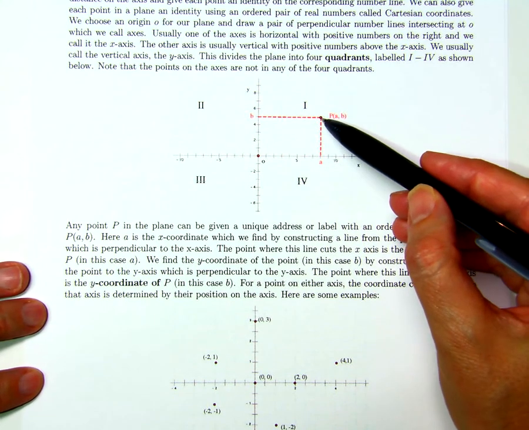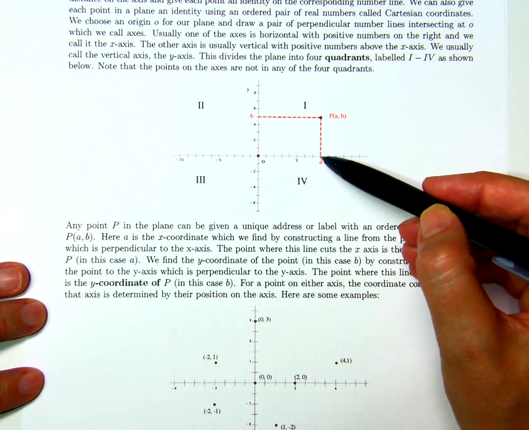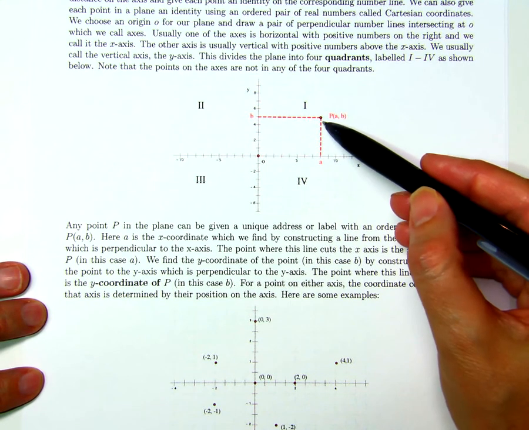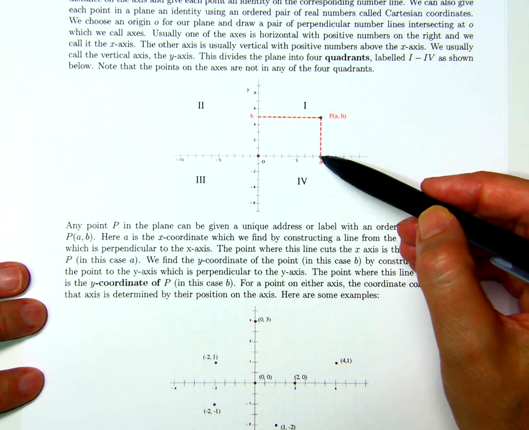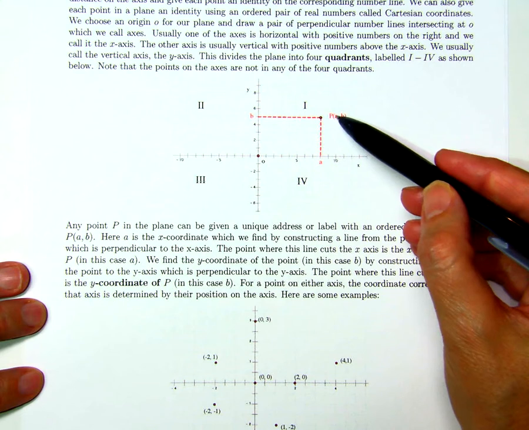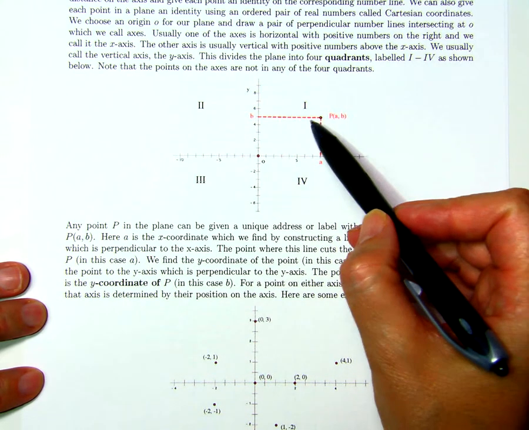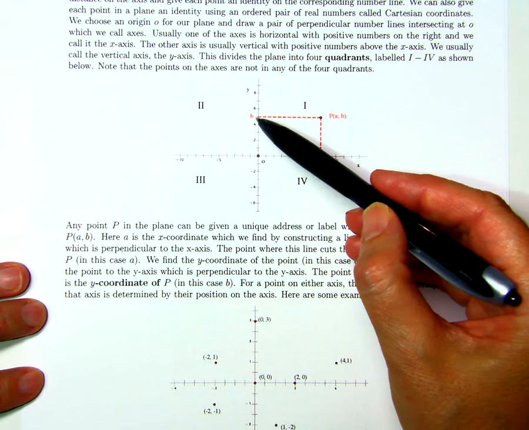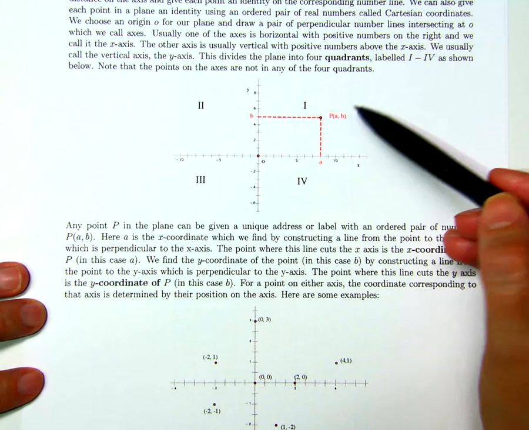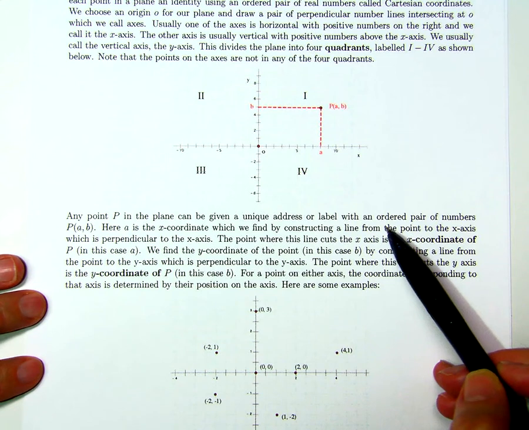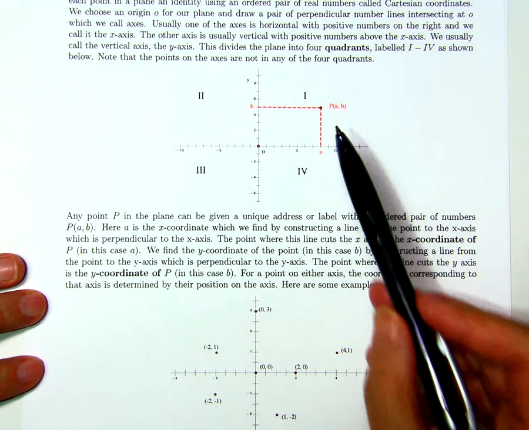Now, any point P that I pick on the plane can be given a unique address here. If I drop a perpendicular to the x-axis, then it's above a unique number on the x-axis, which I make the first coordinate of my pair of numbers. So here, if I drop a perpendicular to the x-axis, it cuts the x-axis at A, so my first coordinate is A. And again, if I drop a perpendicular to the y-axis, that cuts the y-axis at a point B, and that's my second coordinate. And so this gives me a unique address or label with an ordered pair of numbers for any point on the plane.